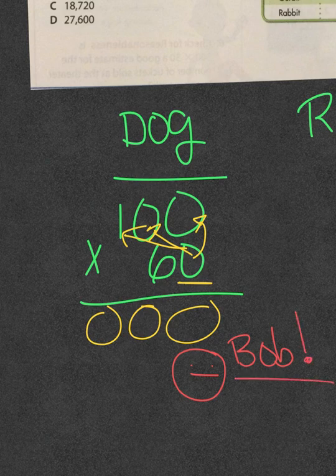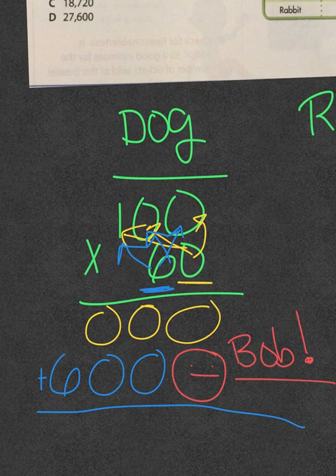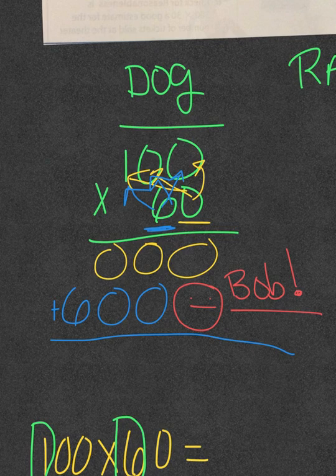So now we have the 6's. So we have 6, and we're going to multiply everything on the top. 6 times 0, 0. 6 times 0, 0. 6 times 1, 6. Now we can add. And we can see that for the dog, we have 0, 0, 0, 6. And there's my comma, thousands comma.